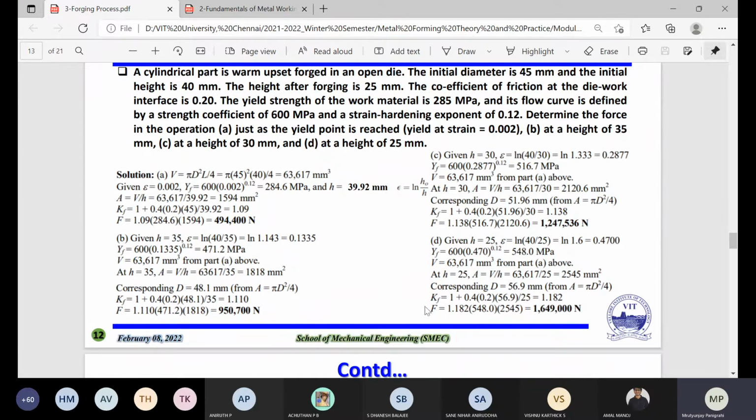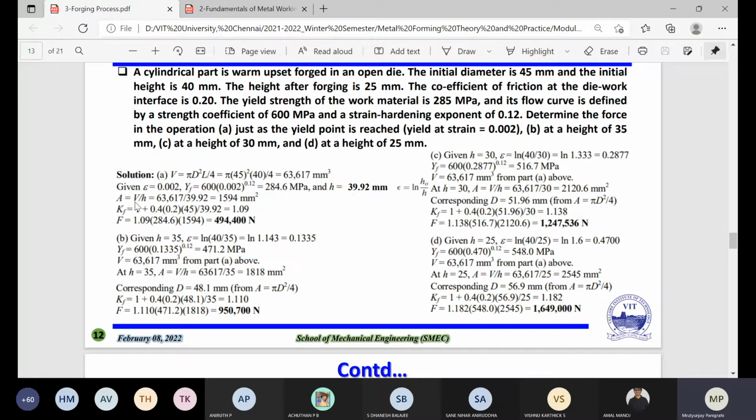Okay, you can see. So the epsilon is given 0.002. Okay, so YF you can calculate with this equation. You do not have any question, because all the values are given. So you will find 284. Your epsilon is given 0.002, H0 is also given, initial height 40. So you will find H equal to 39.92, what you have already done.